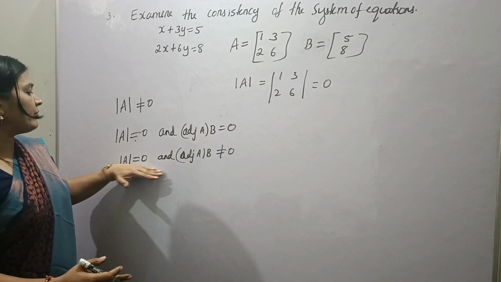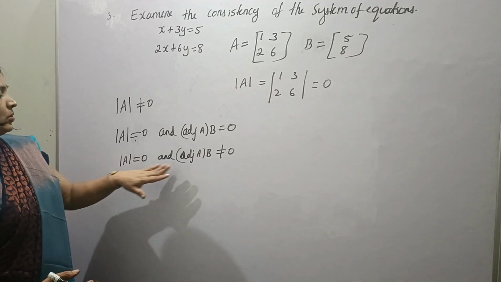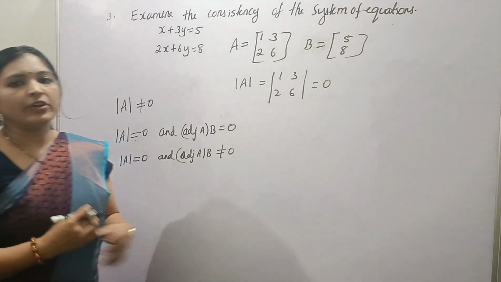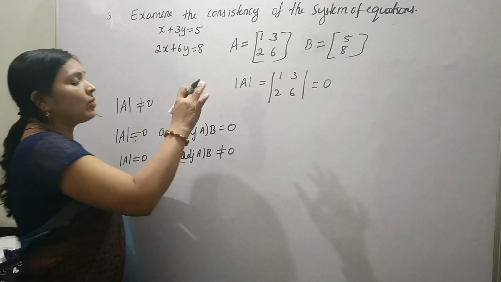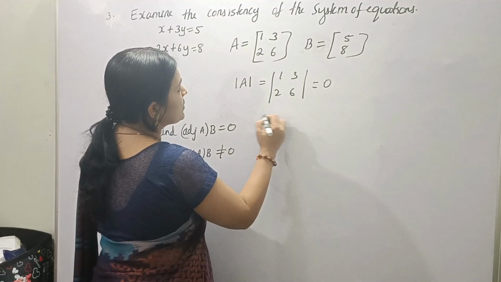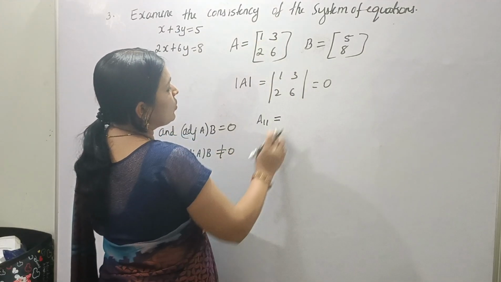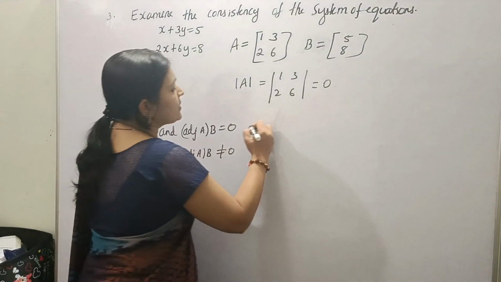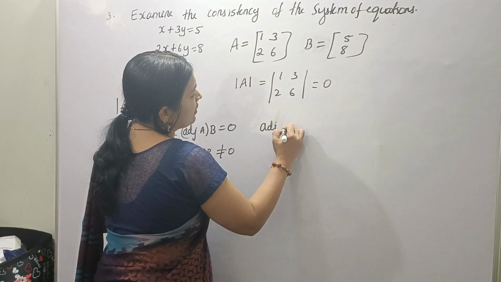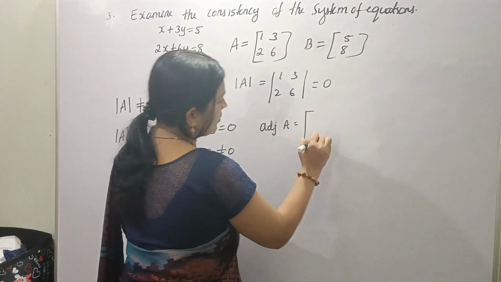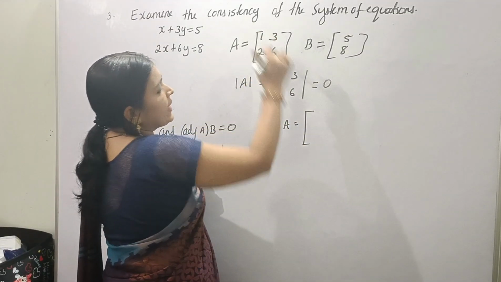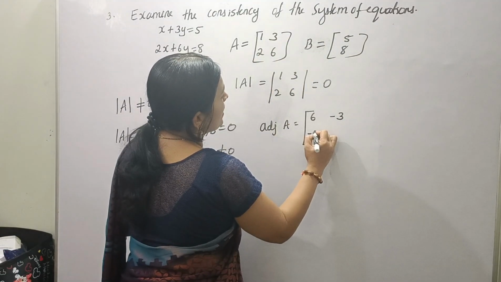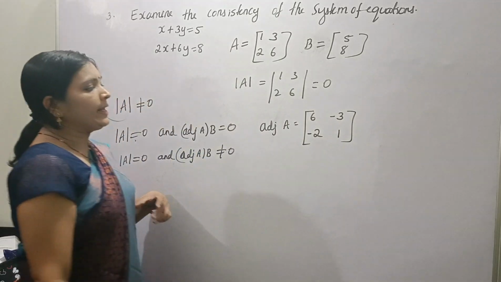Next we will find adj A into B. So to find adj A, we need to find all the cofactors of all the elements of A. It is a 2 by 2 matrix, right? So here we can write adj A directly, that is, interchange the main diagonal elements 6 and 1, and change the sign of other elements, -3, -2. Okay, so it is adj A.